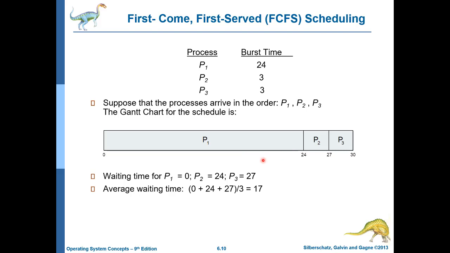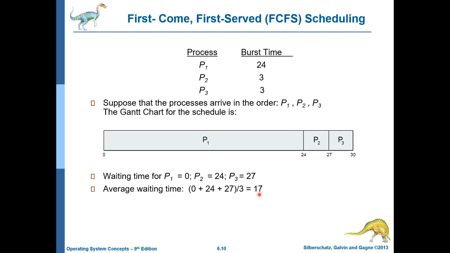We calculate the waiting time. For P1 it is 0 because it started first and did not wait at all. P2 was waiting for the finishing of P1, so it waited 24 time units, and P3 was waiting for both P1 and P2, so it waited 27 time units. These are the individual waiting times for each process. Then we find an average: we add the waiting time of each one and divide it by the number of processes. So the average waiting time is 17, which is quite high.